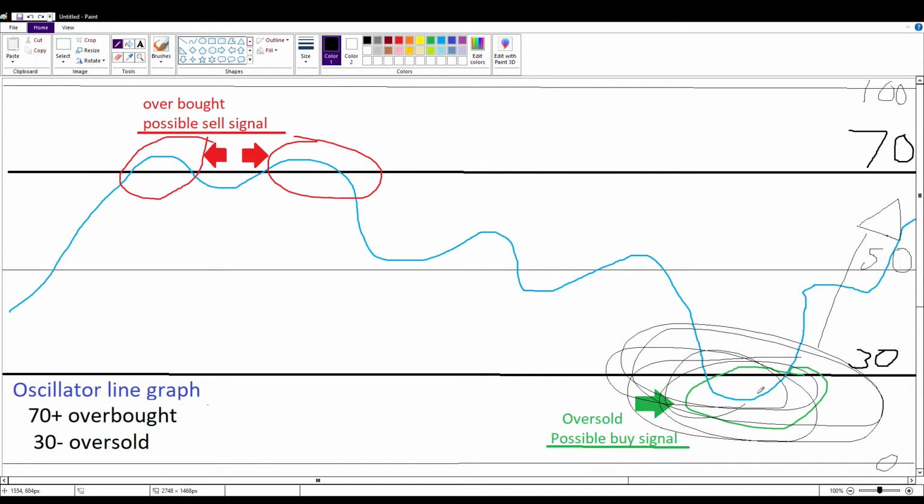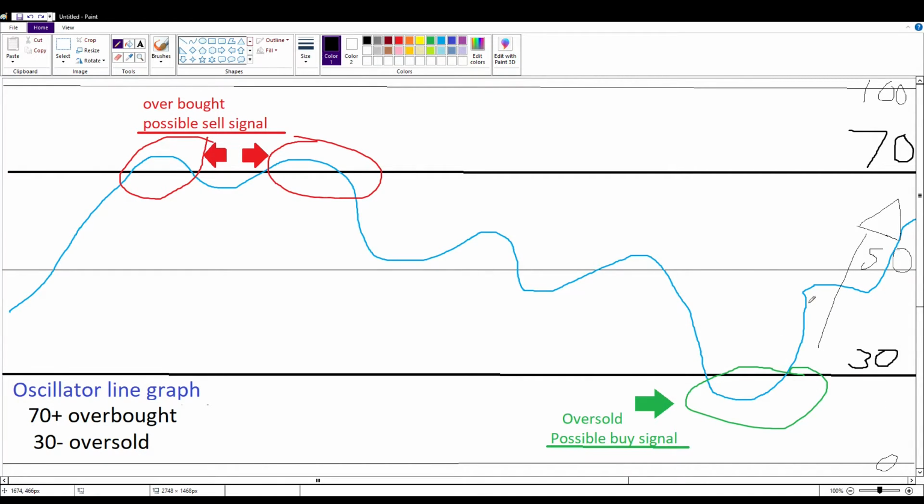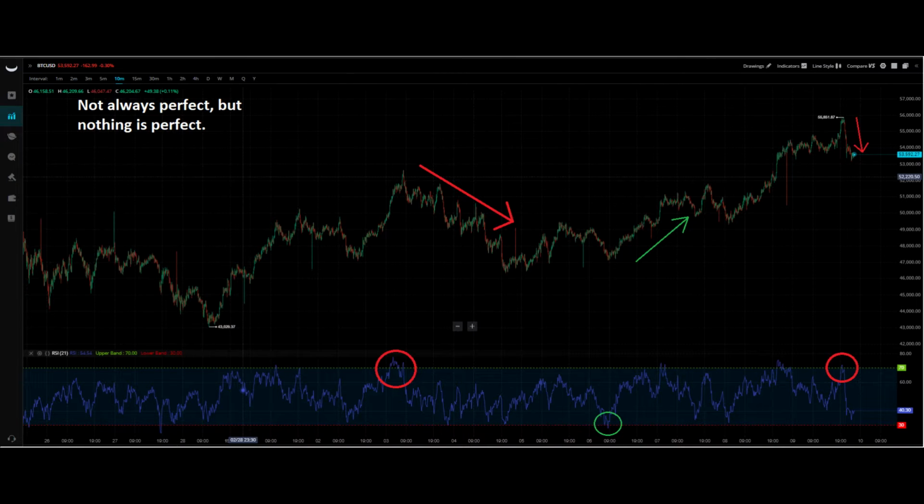Then when we get down here and it crosses below the 30, this is a possible oversold signal where you should buy and ride the trend back up. We as traders use this to find ideal times to buy and sell stocks. Knowing that a cross over 70 may mean the decline of a stock price, we can cut the position or sell the close before the change in trend direction even occurs.